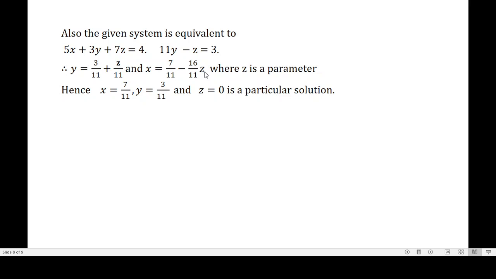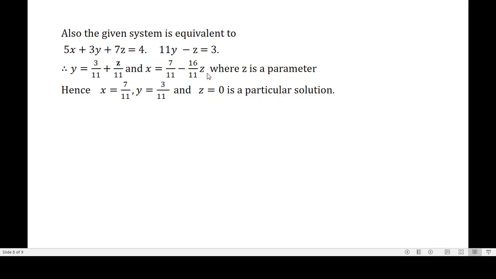Now, if z is equal to 0, we get one particular solution. Suppose z is equal to 0, we get x is equal to 7 by 11, y is equal to 3 by 11. Therefore, the solution is x is equal to 7 by 11, y is equal to 3 by 11 and z is equal to 0. That is a particular solution.